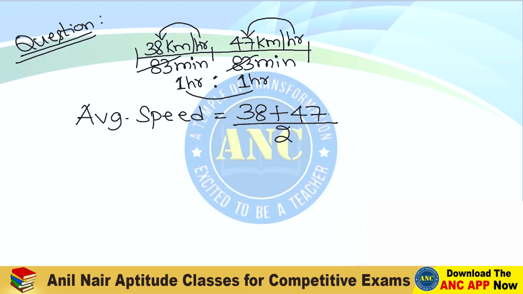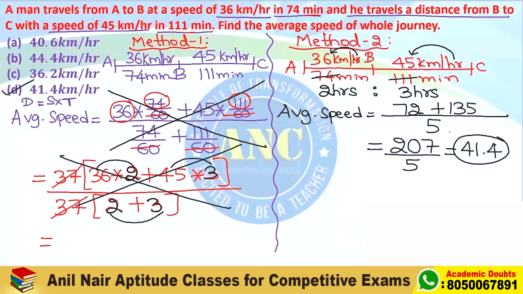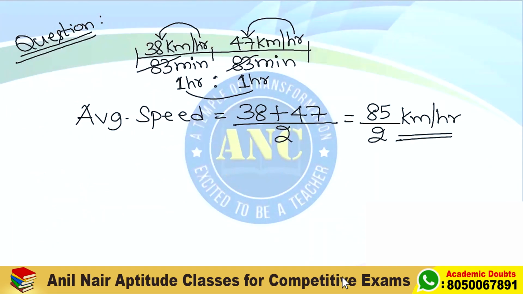You can solve this question in the easiest way possible if you use this kind of methodology. So the answer will be 85 divided by 2. 85 divided by 2 kilometers per hour should be the final answer for this question. I hope you are very clear. You don't need to write all these intermediate steps that I wrote in method 1. Directly you can solve using method 2 so fast, and you can save a lot of time in the examination hall, which you can use for some other question.